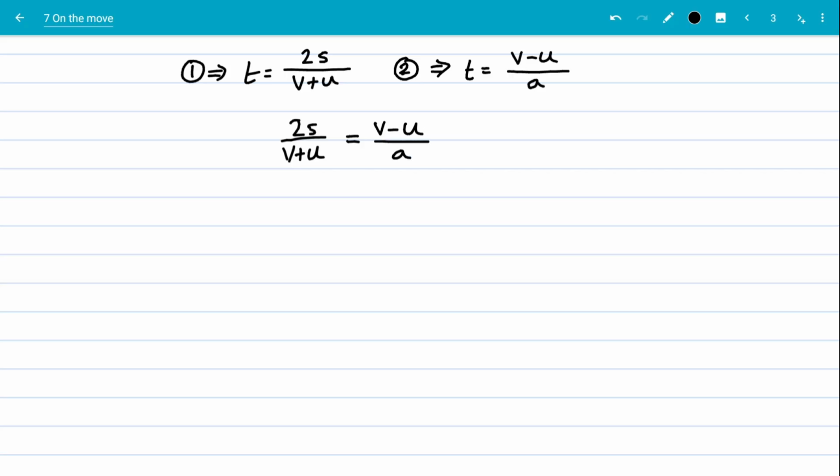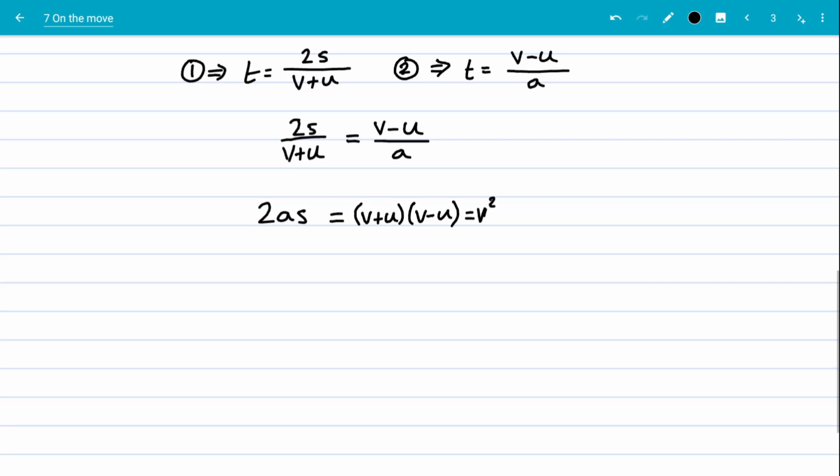Now, I don't like those on the denominator, so I'm going to rearrange it: multiply through by A, giving 2AS, and multiply through by V plus U, giving (V plus U)(V minus U). And of course, you can multiply out those brackets. We end up with V squared. We get a UV, and we get a minus UV, so they'll cancel. I can write them here if you want me to, UV minus UV, but it's completely pointless. And then we end up with minus U squared.